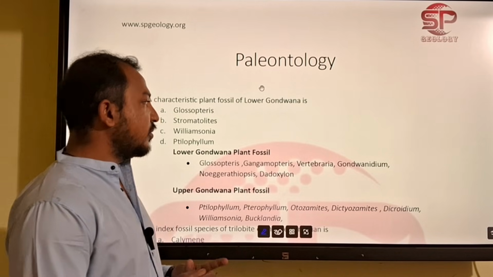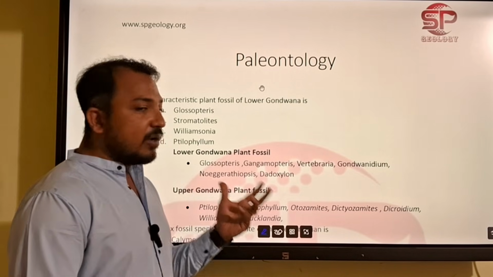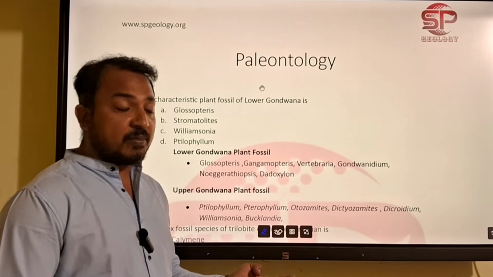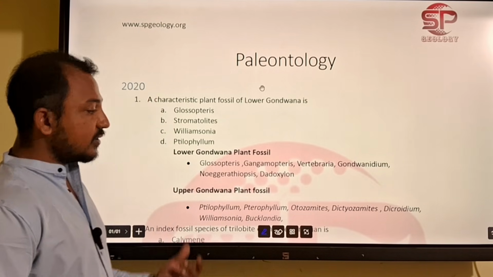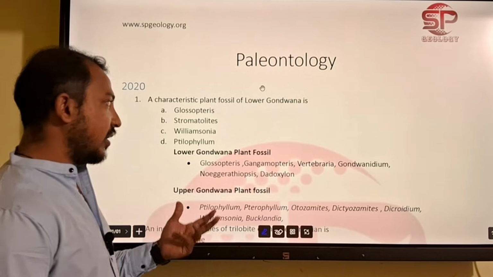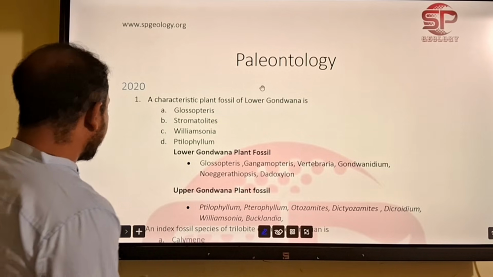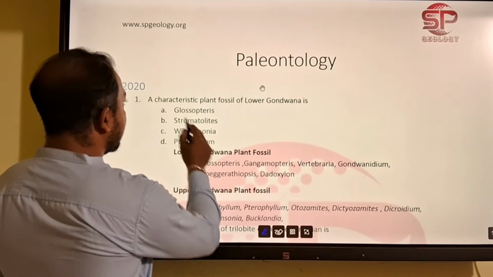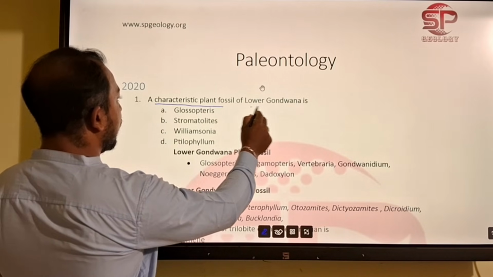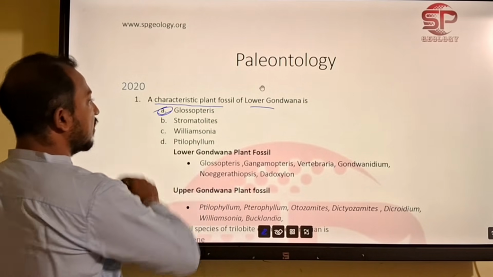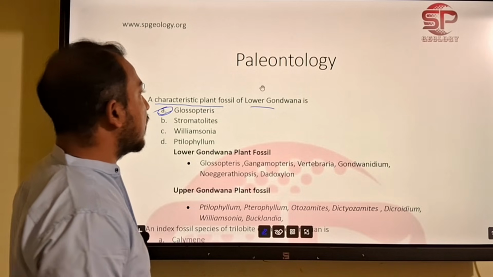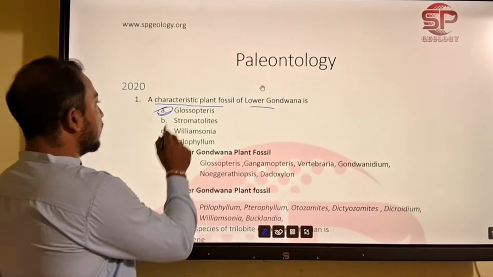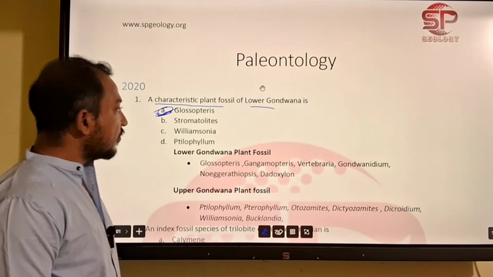It is very important. You just remember what the different plant fossils are that belong to lower Gondwana, and what the different plant fossils are that belong to upper Gondwana. It's an important question in every entrance exam. The characteristic plant fossil of lower Gondwana is Glossopteris and upper Gondwana is Trilophyllum. So our answer will be A.